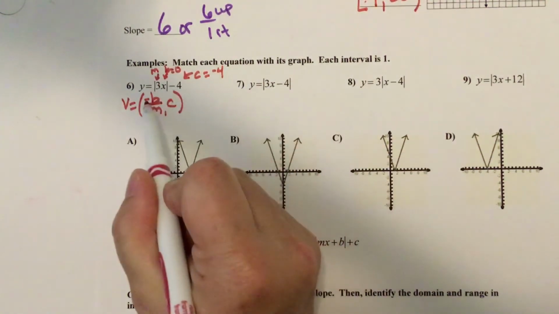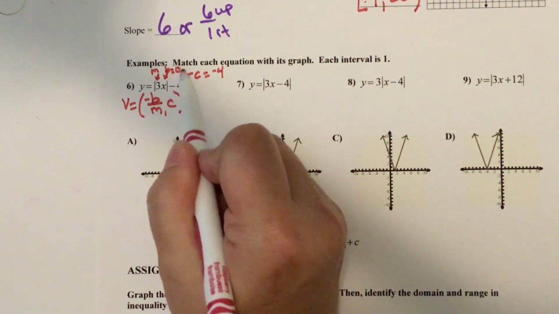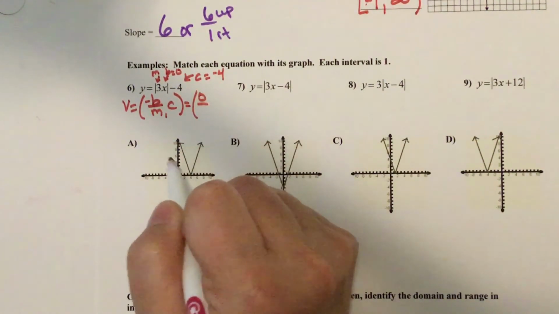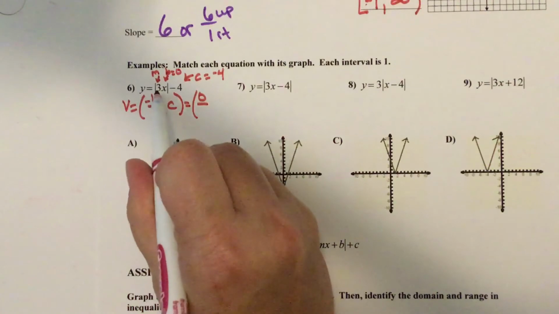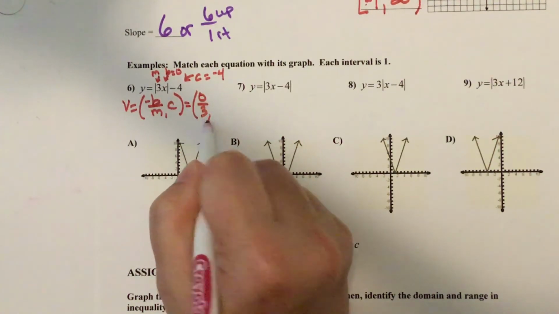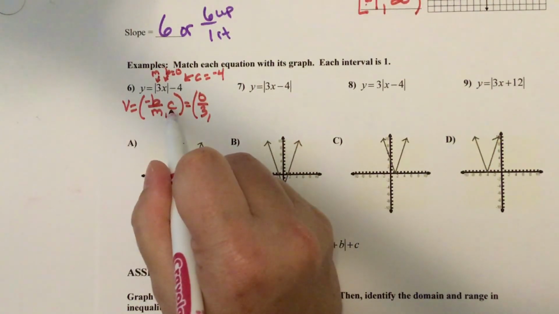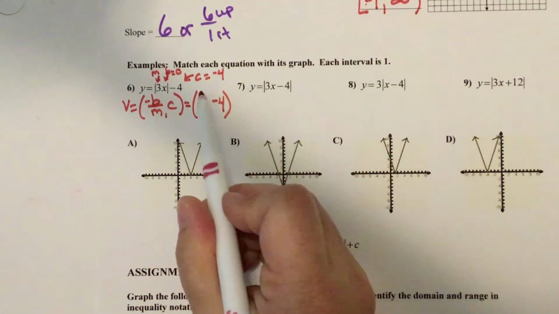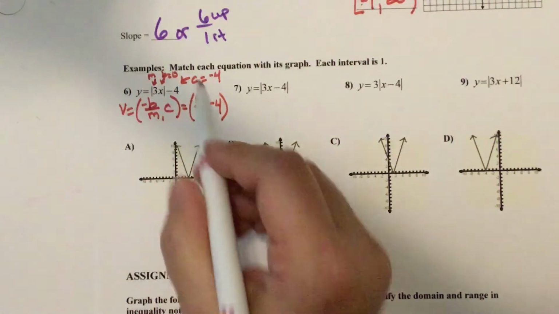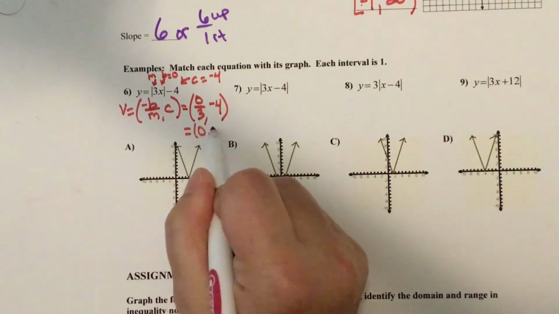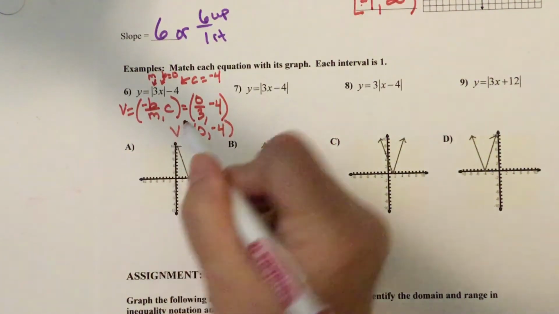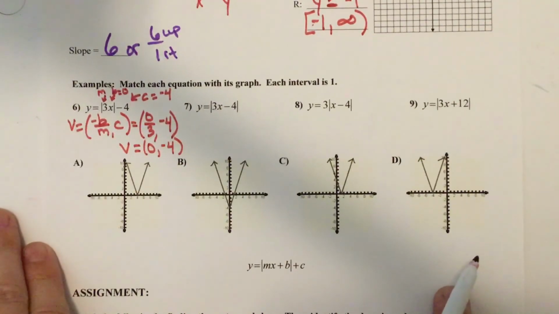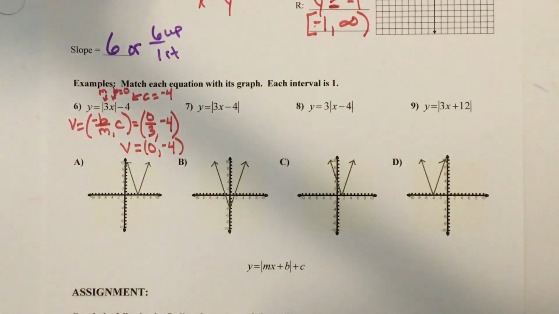All right, so opposite of B. What's the opposite of 0? Still just a 0. Put your division bar. Who's M? M is that 3 right there. And then C. C is the -4. Okay, let's clean it up. What's 0 divided by 3? 0. All right, so I'm looking for a vertex of 0, -4. Which of these pictures has a vertex at 0, -4?